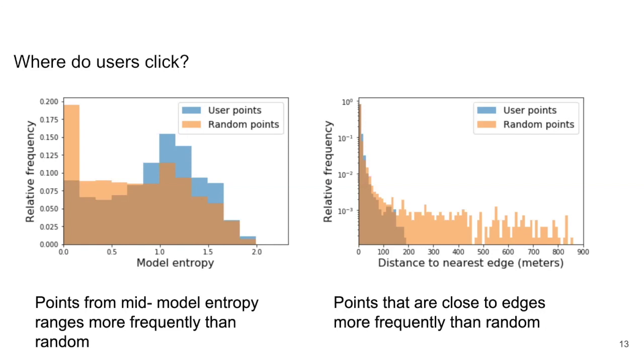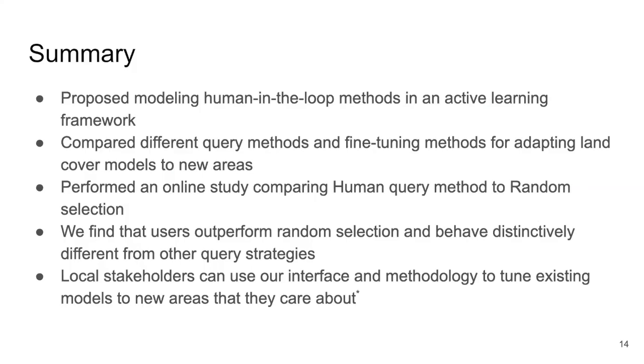The distribution of points in comparison to distance to the nearest edge, we find users are selecting points that are always close to some edge, whereas in just the random distribution, you have points that are far away from everything. So we know that they're not behaving randomly, but we don't know exactly what the users are doing to actually get this gain in performance. So just to summarize this, we've proposed modeling human-in-the-loop methods in an active learning framework.